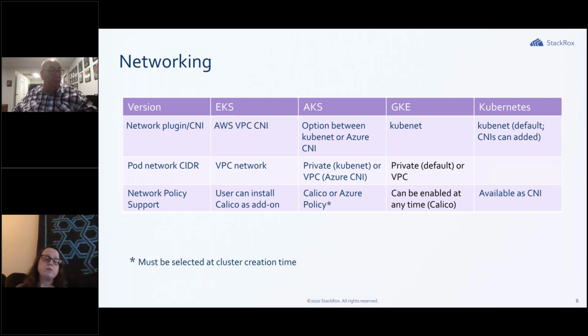And all three of them support Calico. Azure also supports Azure Policy if you're using their Azure Container Network Interface, which these are all compatible though. They all have a standard interface. So if you have manifests that work on Calico, they should also work on Azure Policy.